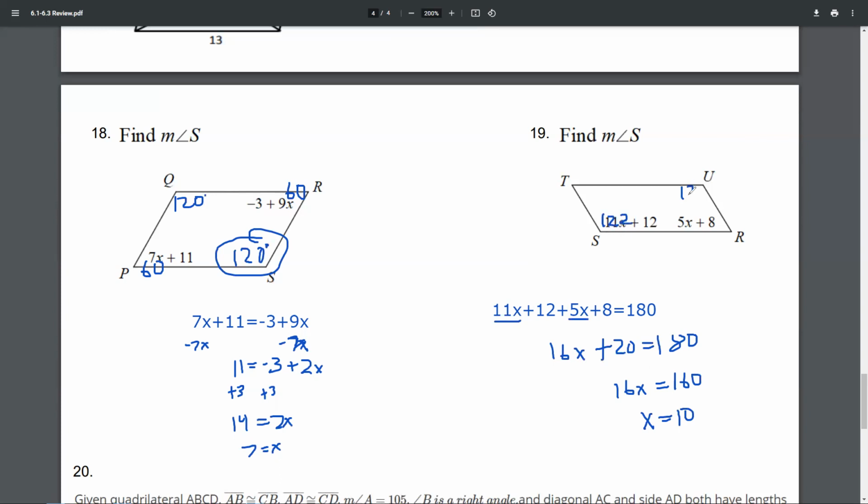Which means u over here is also 122. And just to check it, let's plug it in here as well. That's 5 times 10 is 50 plus 8, 58. So 58 plus 122 adds up to 180. So we're good. Our answer should be 122 degrees.